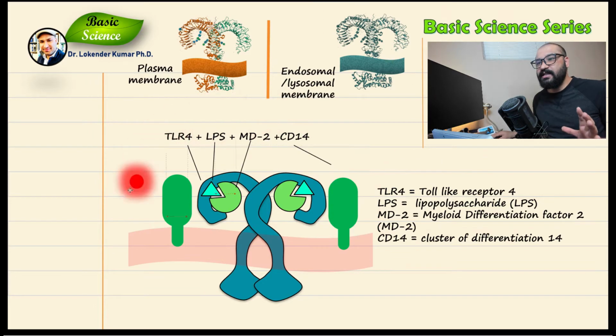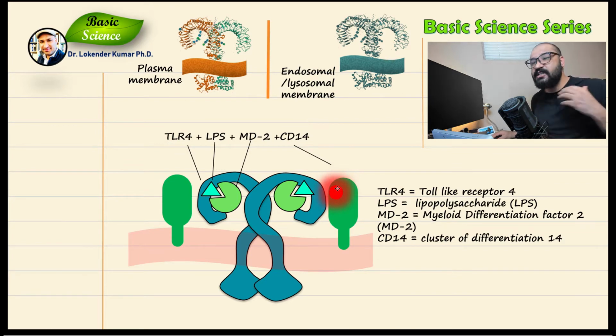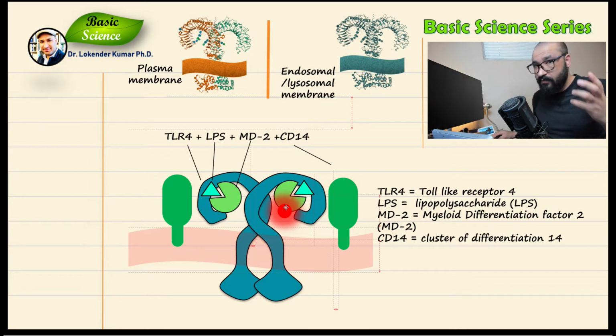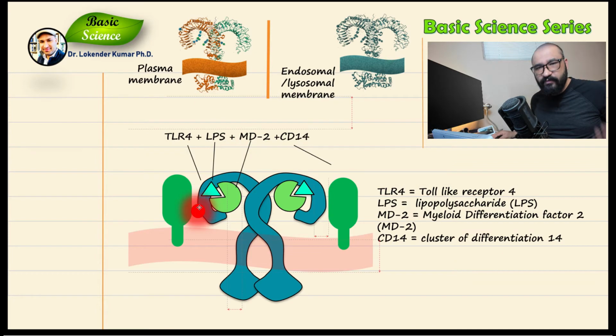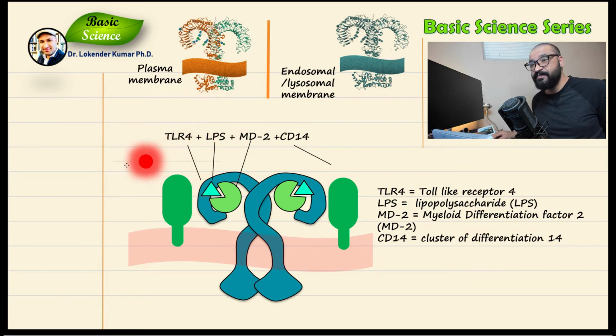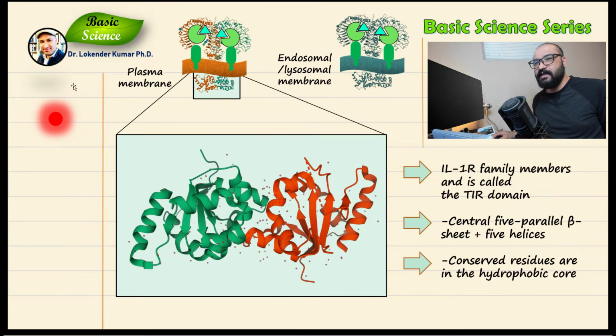And here you will get a complex formation of TLR4, LPS, MD-2, and CD14. So this is the full complex that initiates the dimerization as well as the signal transduction through the TLR4 receptor. Okay, so now at least you know how the activation of the toll-like receptor takes place on the plasma membrane. Let's move on to the next slide.